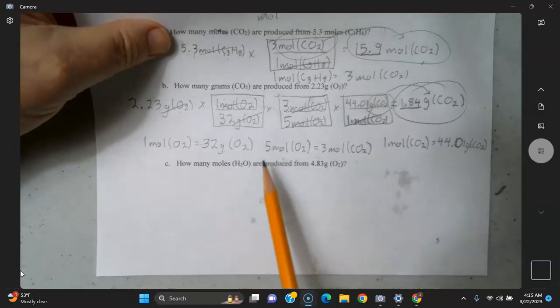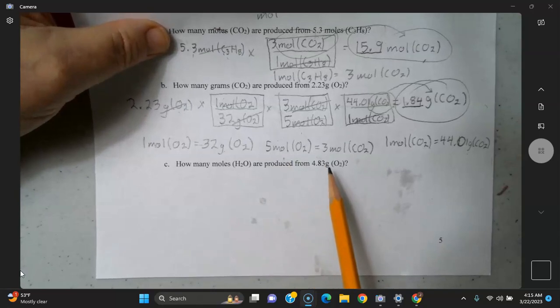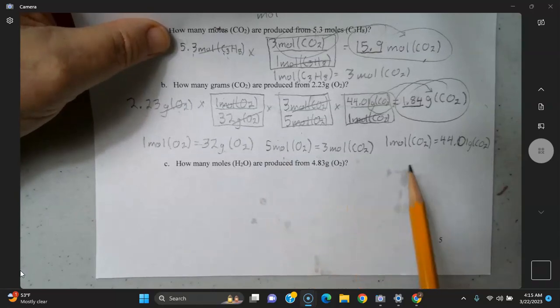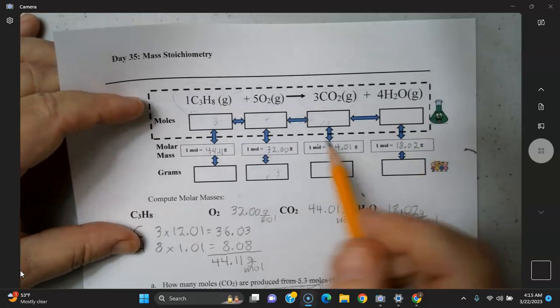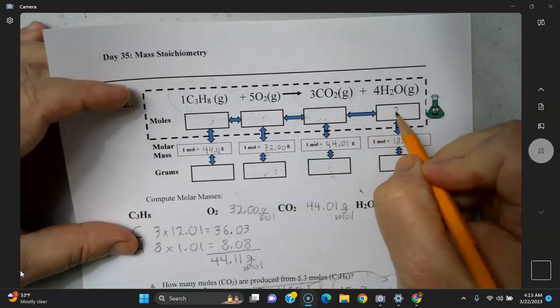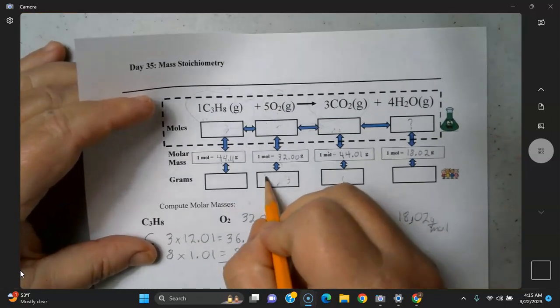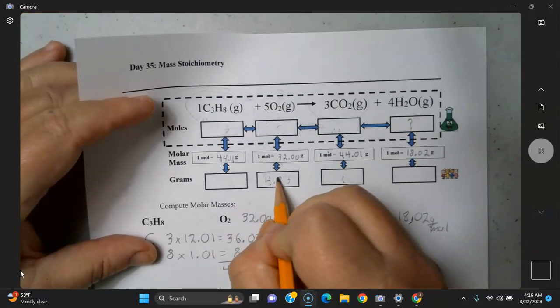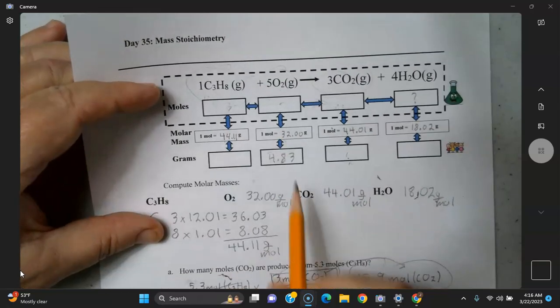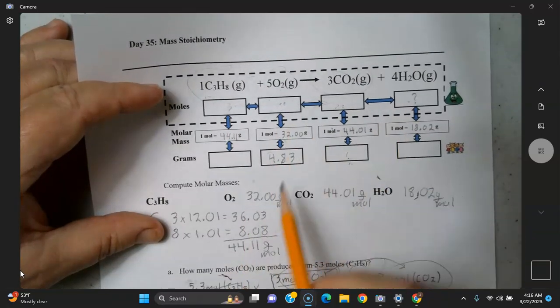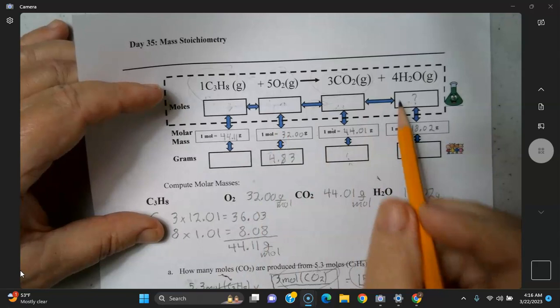Okay, how many moles H2O are produced from 4.83 grams of O2? So moles of H2O is what we're looking for up on the moles row. Put a question mark there. 4.83 grams of O2 right there. So we need to get up and over. That's two conversions. One up, one over.